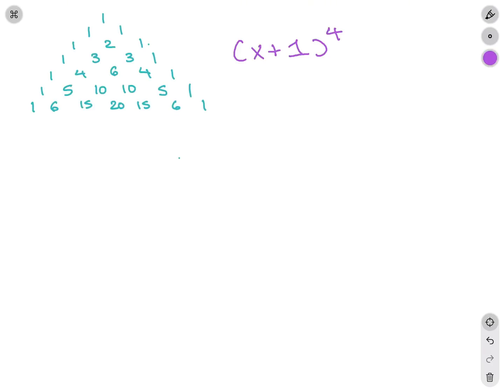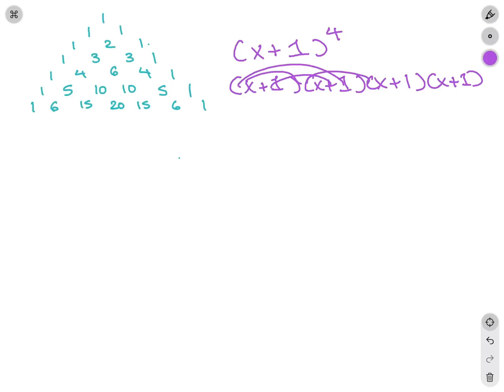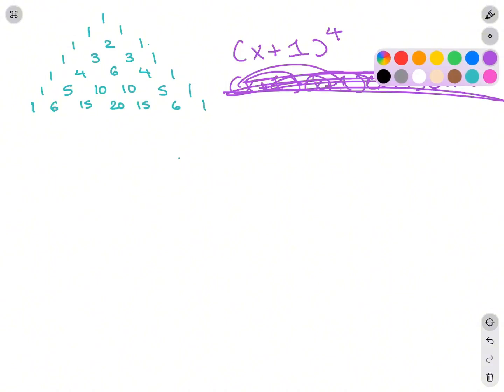So if you were to just distribute it out like that, it would end up being x plus 1, you're multiplying it 4 times, and then you have to distribute everything out. But we're not going to do that. We are going to use Pascal's triangle, and that's going to make it simpler, not more straightforward, but just less time consuming. That's the most important thing.